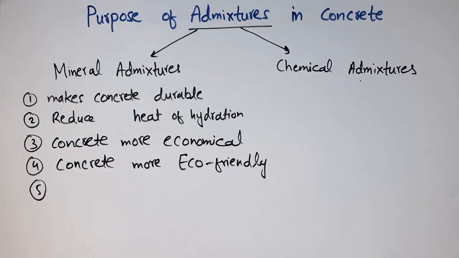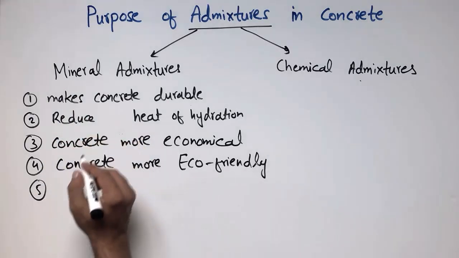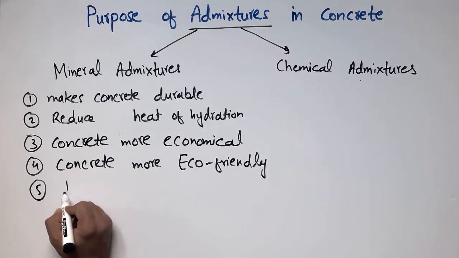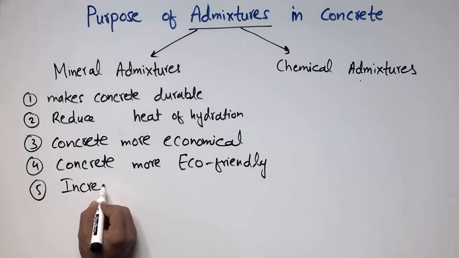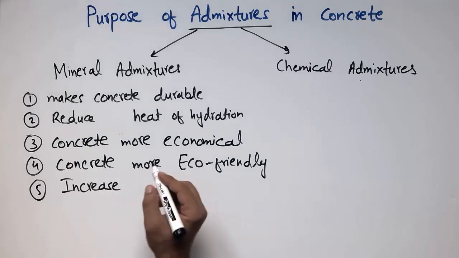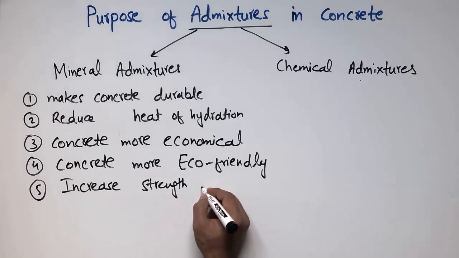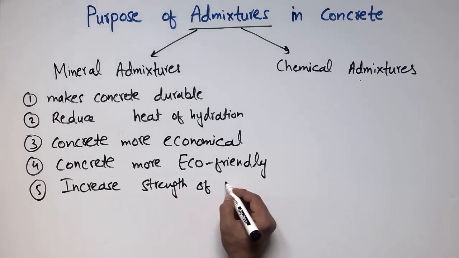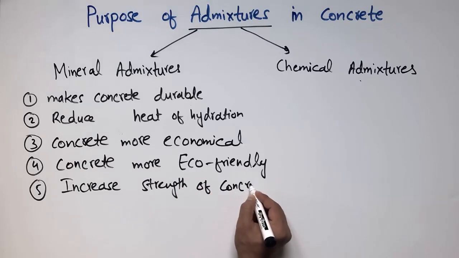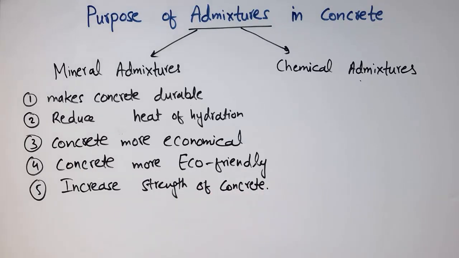The fifth advantage of the mineral admixture is that it increases the strength of the concrete. When we want high strength concrete, we place the mineral admixtures to increase the strength. These are the five main purposes of the mineral admixtures.